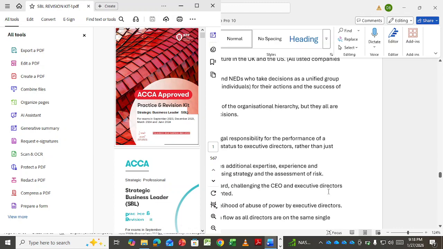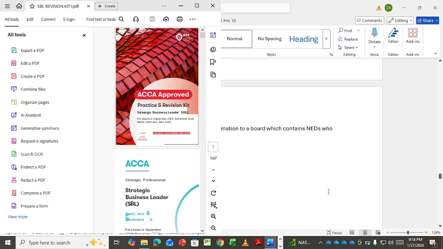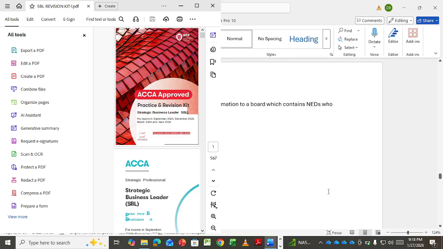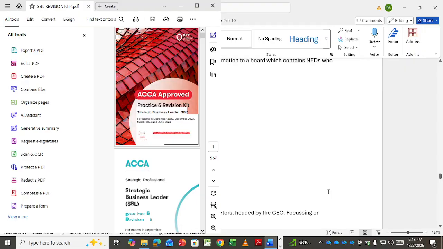Okay, so the next group that we have is the tiered board. A two-tiered board usually consists of the management board and the supervisory board. Then the three-tier board has the statutory board, the executive board, and the management board. The company can choose which of the two they want to follow, either a two-tier of management and supervisors, or a three-tier where they have the managers, the executive directors, and the statutory board at the top of the tier.